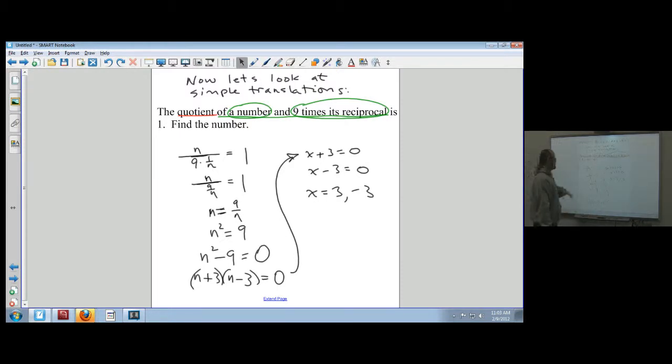Very easy to check that by plugging it in over here. 9 times 1 over 3 is 3. 3 over 3 is 1. Negative 3 over 3 is 1. So both of these answers work just fine.